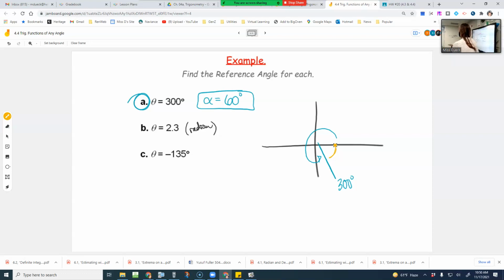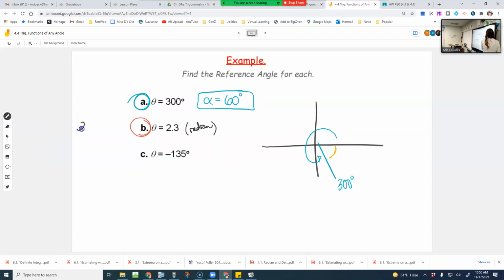But be careful, in something like letter B, we are in radians. It's just the x-axis, not the y-axis? Where's 2.3? Ryan said we can convert to degrees. Could we take 2.3 and convert? Yes.